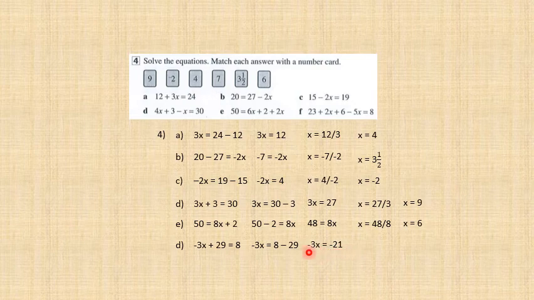And then I will use the inverse operation. So I will divide, because it's negative 3x, negative 3 times x. So the inverse operation is divide. So negative 21 divided by negative 3 equals 7. And match it with the card carrying number 7.